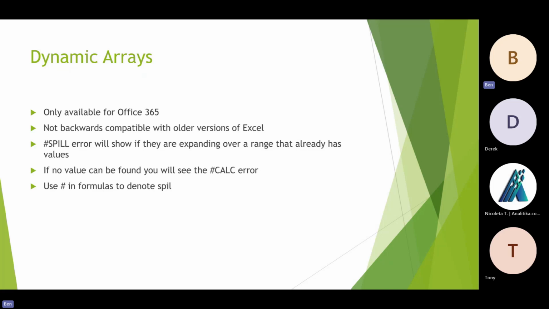And you can also make legacy formulas dynamic by using the hash reference to denote that you want the formula to spill. So again, rather than putting A1 to A10, you could put A1 hash and it would just fill down as far as it needs to go.